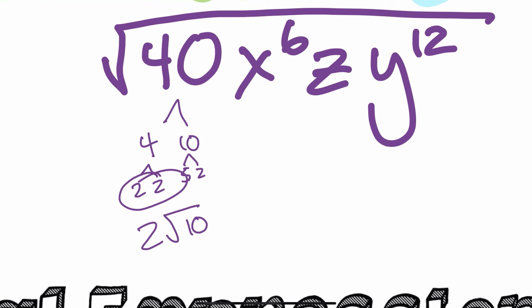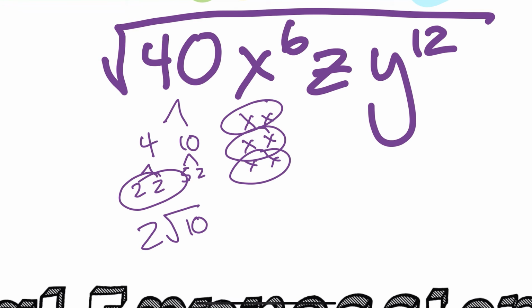Alrighty, I have x to the 6th power. So that means I got 1, 2, 3, 4, 5, 6 x's. I got 1, 2, 3 pairs. So that'll be x to the 3rd power coming out. Let's see, we have z to the 1st power, so it's just by itself, doesn't have a partner, it cannot escape that radical, so it's just going to be square root of z. And then just like we said with those big numbers, we are just dividing it by 2, so we got y to the 6th power here.